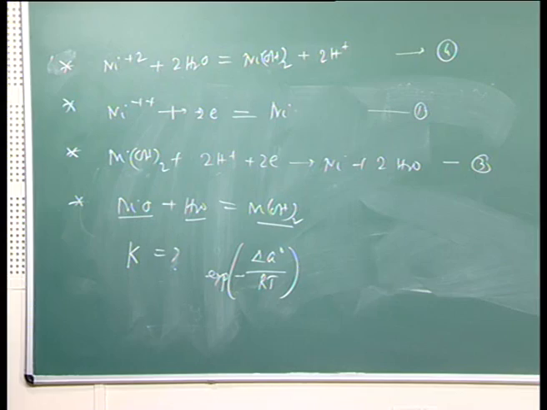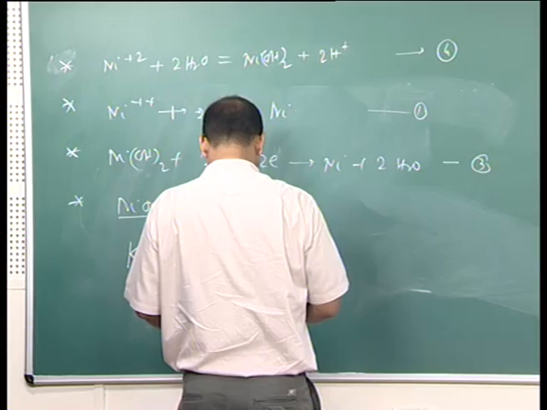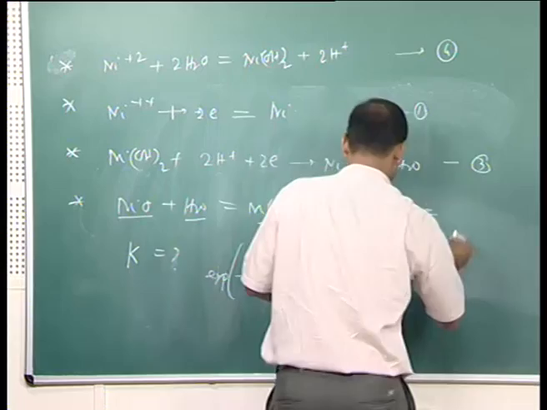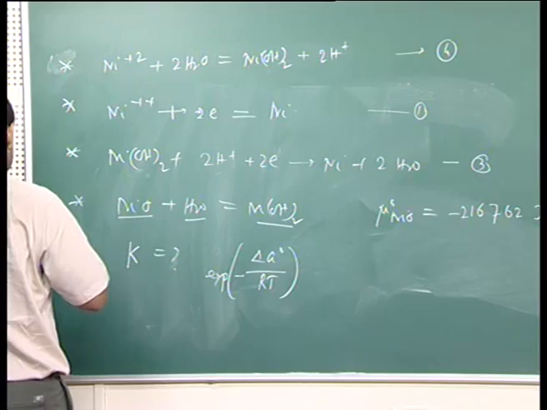And if you put all the values, I think I have not given the chemical potential data for NiO. The chemical potential data for NiO is mu0 NiO equal to minus 216762 joule per Kelvin. The other data I have provided. Then you will see that this K is becoming 1.